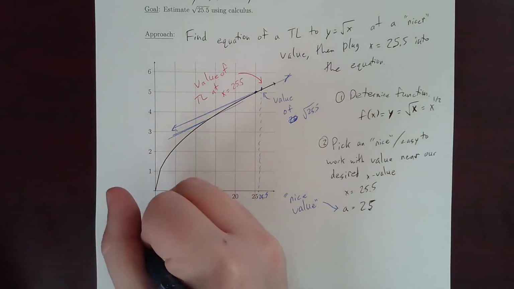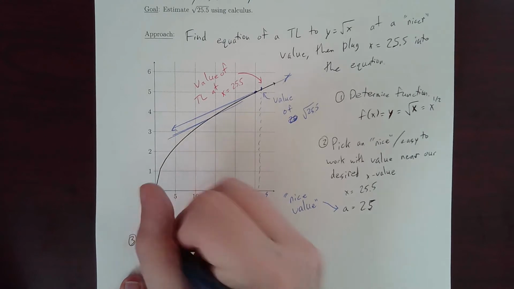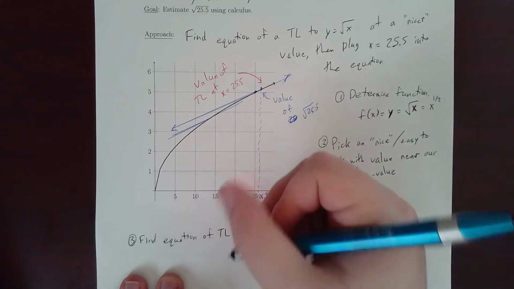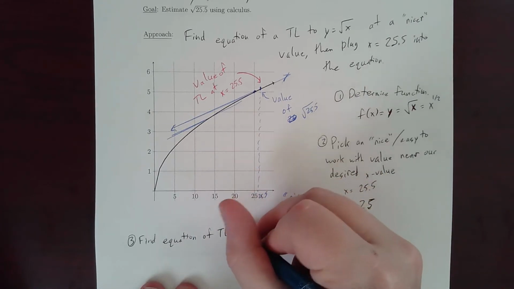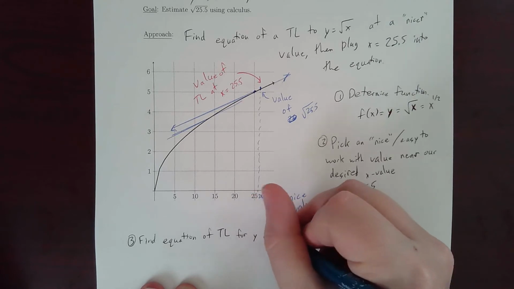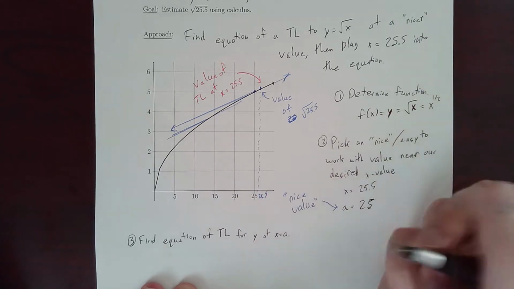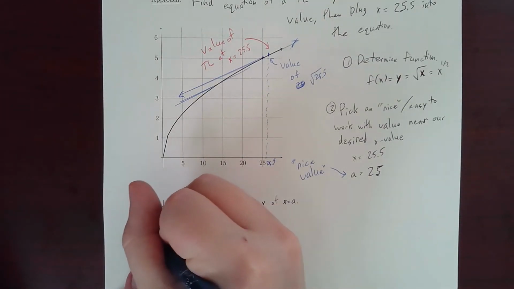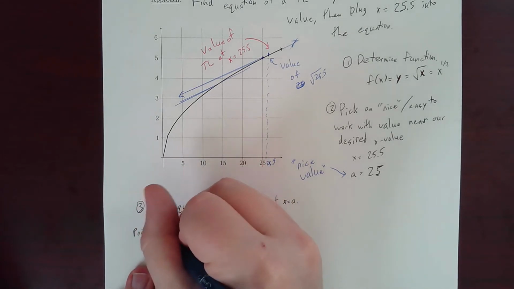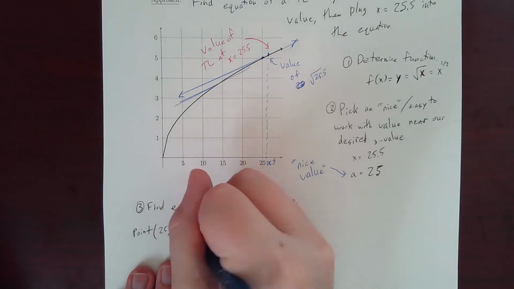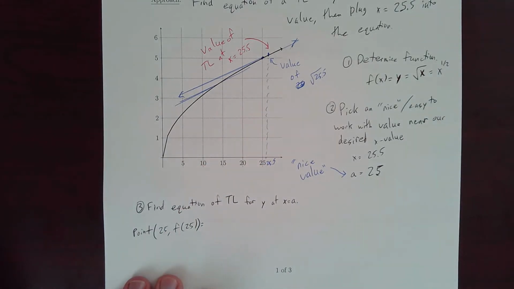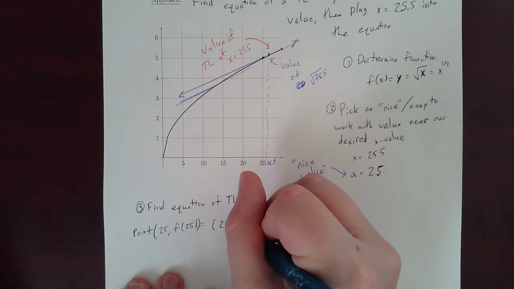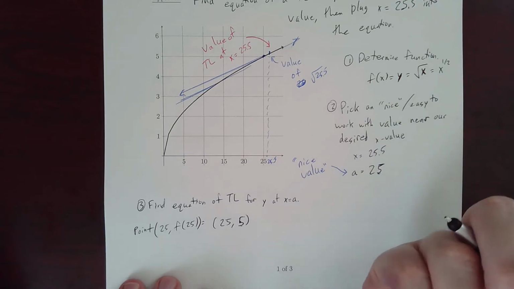Next will be to find the equation of the tangent line for y at x equals a. So if we want to find the equation of the tangent line, we need a point, which will be 25, f of 25. Fortunately, this is not too hard to get. That's why we picked it. It's kind of nice. We'll get 25 for x, and our f of x value is just the square root of 25, which is 5.